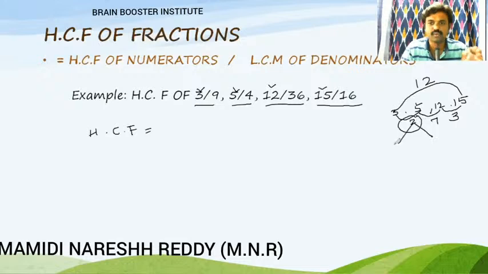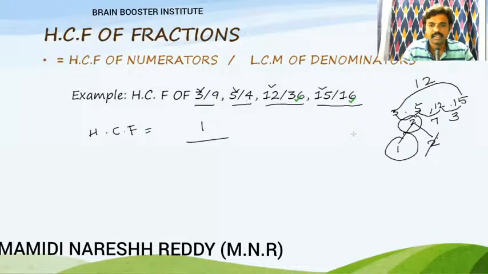As 2 is not a factor of all the numbers, let us factorize the 2. We know that 2 is a prime number. The factors of a prime number are 1 and itself. As 2 is not a factor of all numbers, I'm not taking 2. Now the final answer is 1. So 1 is the H.C.F of the numerators. Now let's find the L.C.M of the denominators. The denominators are 9 and 4 and 36 and 16.